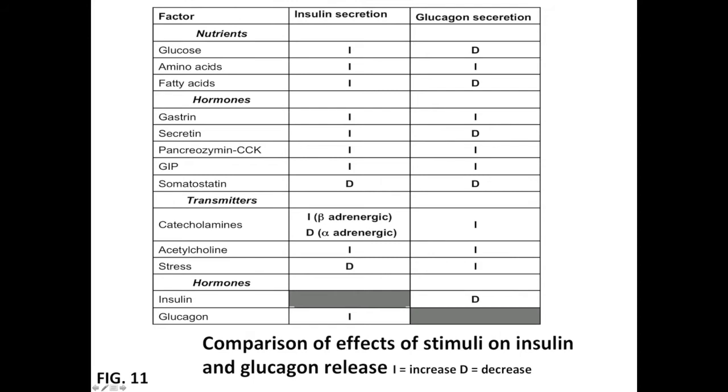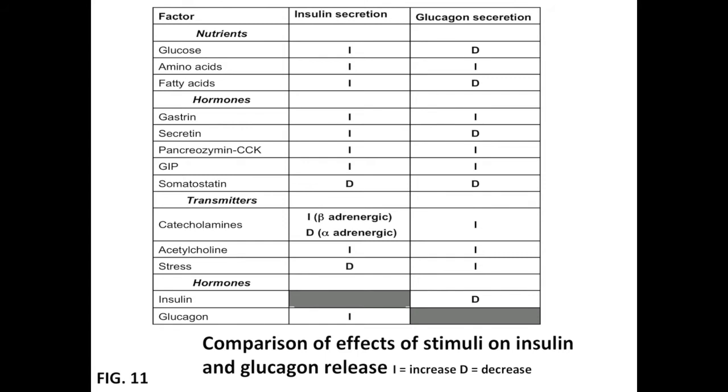Amino acids will increase both insulin secretion and glucagon secretion, and that's because glucagon stimulates gluconeogenesis. What happens here is that the glucagon turns the amino acids into glucose, and then insulin stores it as glycogen. So in this case they can actually work synergistically. And then fatty acids in the blood will increase insulin secretion but decrease glucagon secretion.